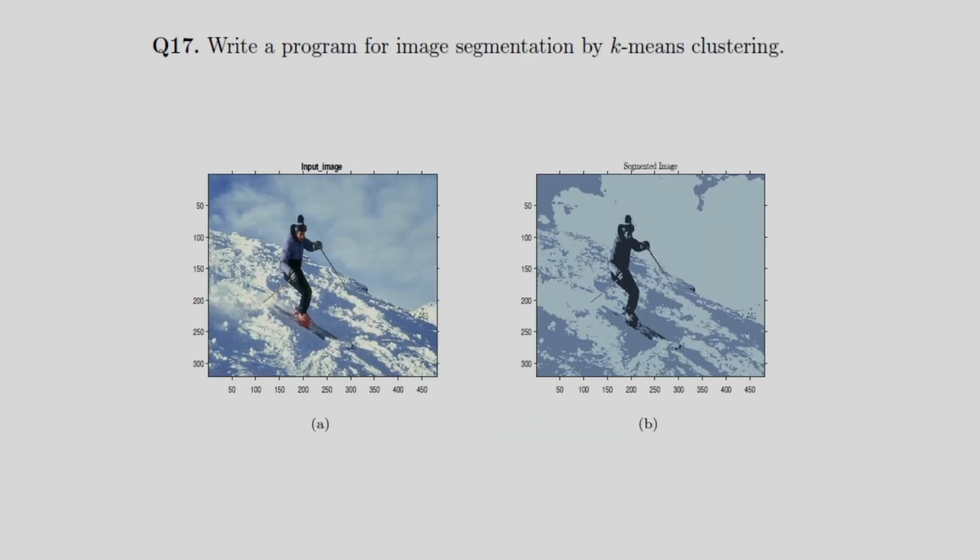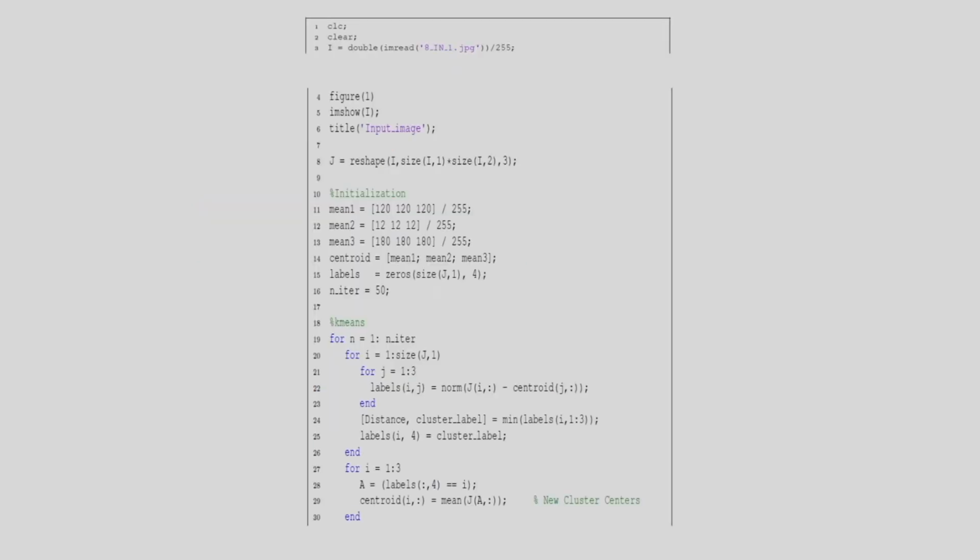And question number 17 is, write a program for image segmentation by k-means clustering. I am considering the input image, and you can see I am doing the image segmentation by considering k-means clustering. First I have to consider the means. So randomly I have to select the means. After this I have to update the means based on the minimum distance of the algorithm. The algorithm is k-means clustering. So you can see the program.